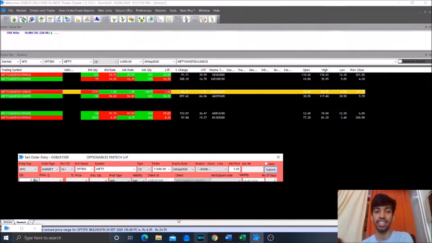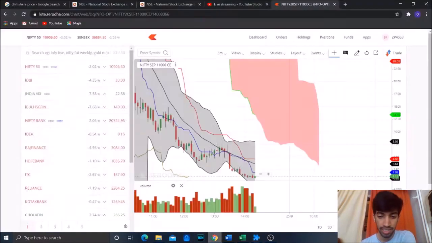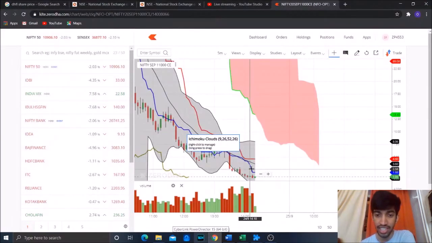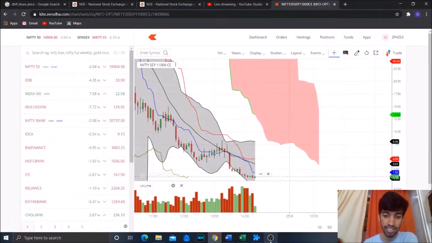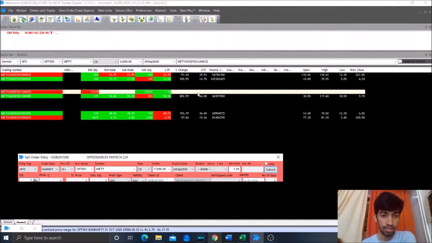So I will just short 7,500 quantity, and then we will hold on and see how exactly to go ahead with this. What is the stop loss? So for this, first we'll decide the stop loss as well. I will be keeping it at 3.6.